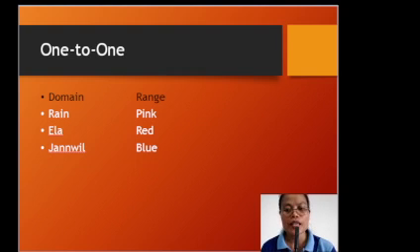The domain, we have Rain, Ella, and John Will. The range, pink, red, and blue. Rain corresponds to pink, Ella corresponds to red, and John Will corresponds to blue. So each of the elements in the domain corresponds to exactly one element in the range. And this is called a one-to-one relation.